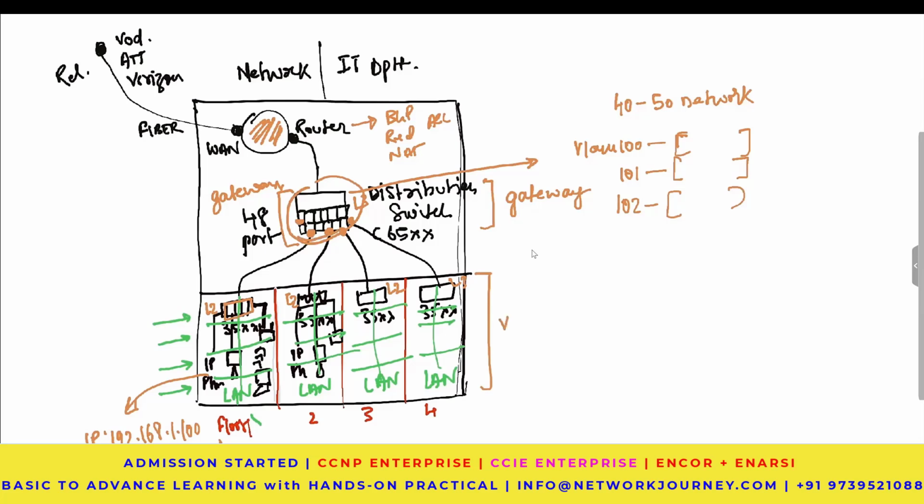Sagar, if you're saying about 40 to 50 networks, what does it mean exactly? See, 40 to 50 networks in the sense you are keeping a separate network for all these people. Like for the IT department, you might have this range 192.168.1.1/24. Then another IT block can have another range of the network. See, for example, I'll just show you here.